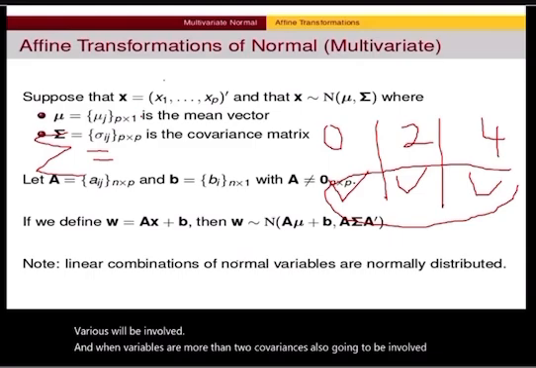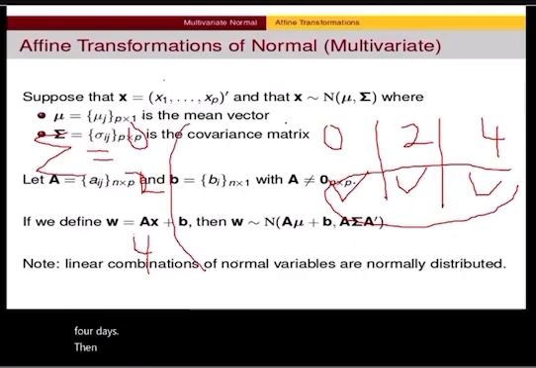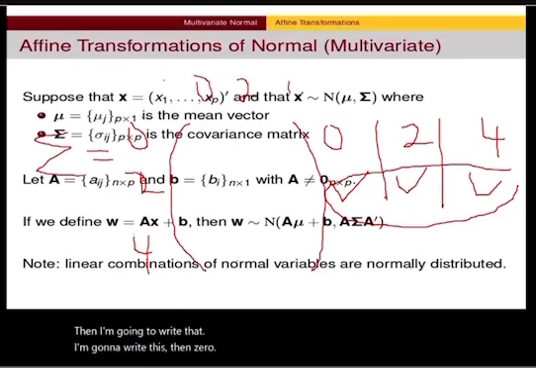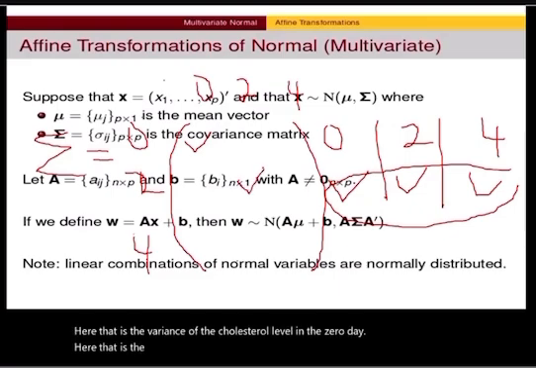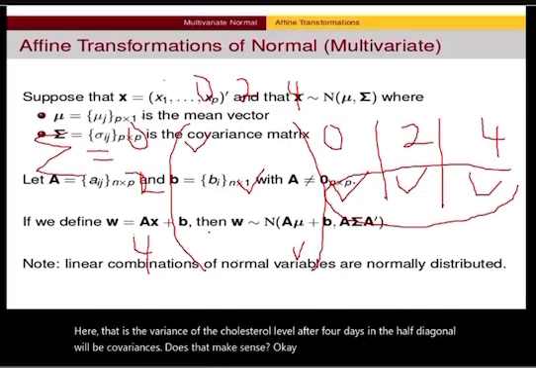Now, what I'm going to do: day 0, 2 days, 4 days. I'm going to write that, then 0, 2, 4 across the matrix. Here, that is the variance of the cholesterol level on day 0. Here, that is the variance of the cholesterol level after 2 days. Here, that is the variance of the cholesterol level after 4 days. The off-diagonal will be covariances. Does that make sense?